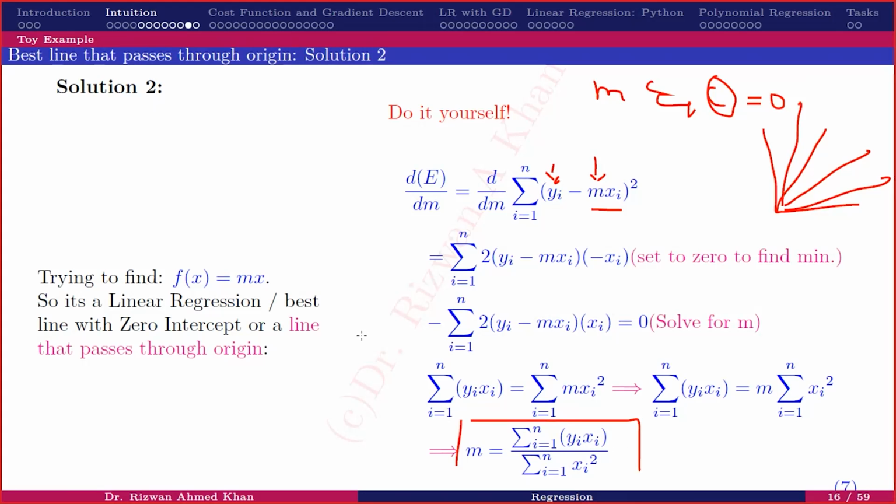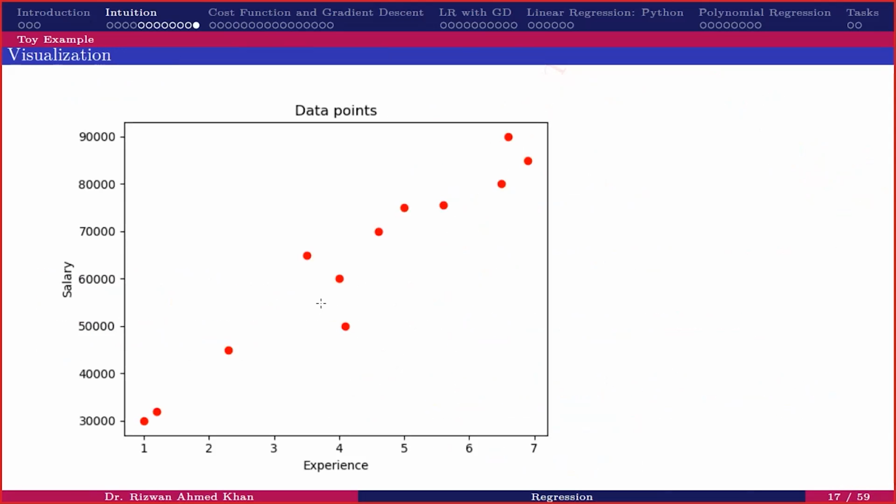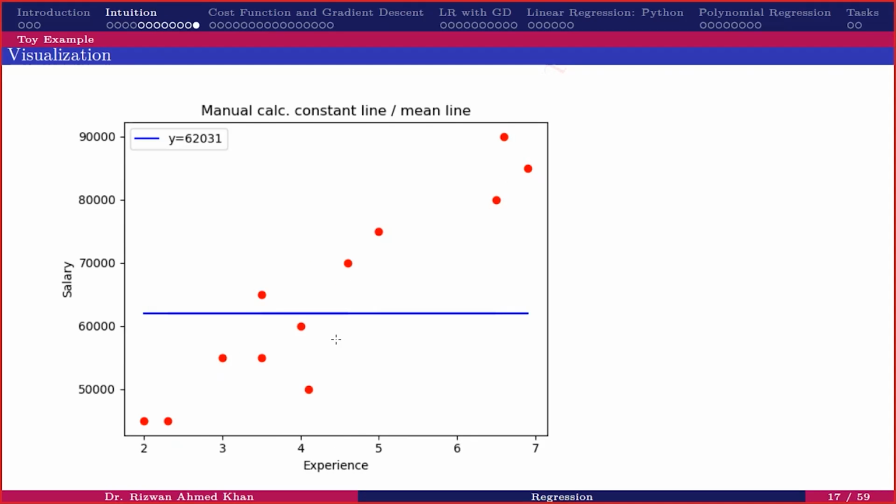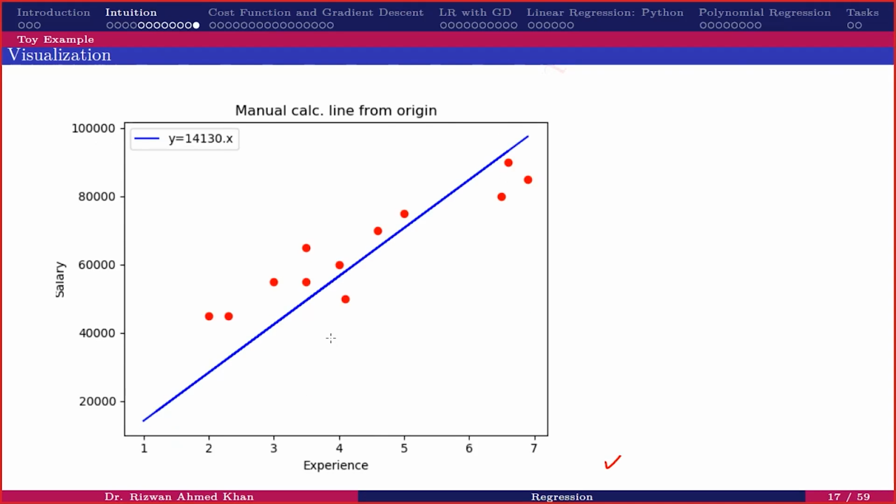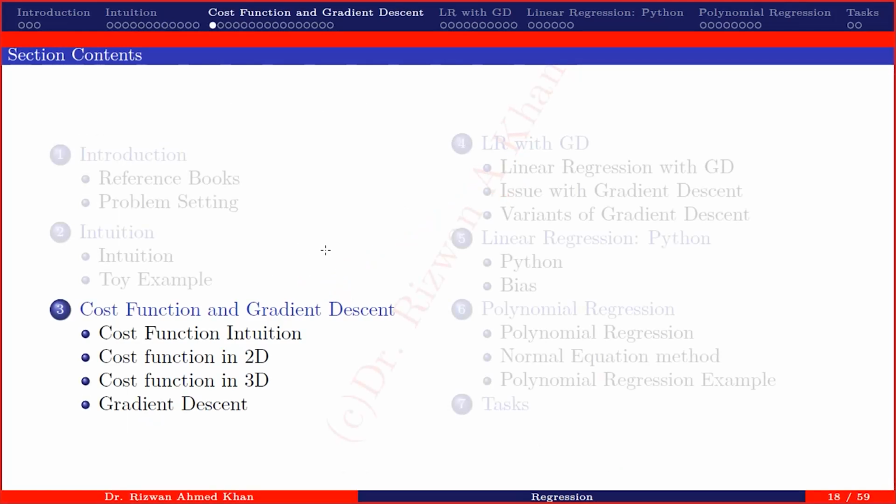You can calculate it manually as well, like I did in this example. If this is the data set, this would be the constant line without any slope, and this line would be passing through the origin. So this actually gives very nice results. So this is just the intuition of regression.